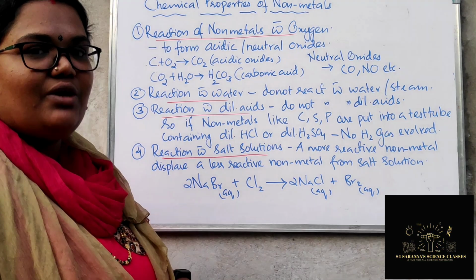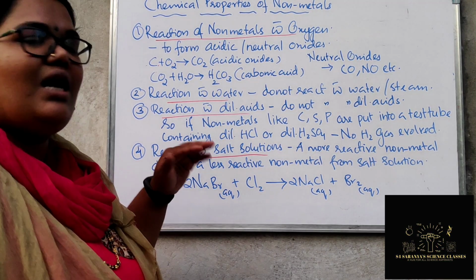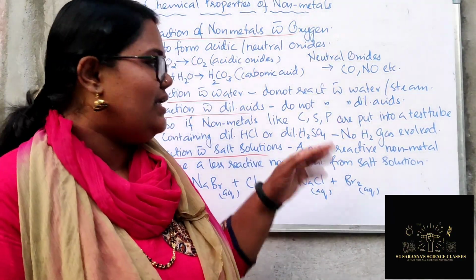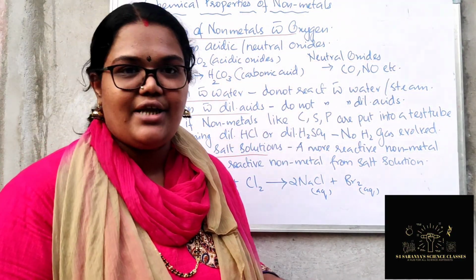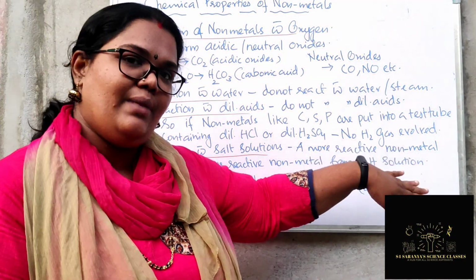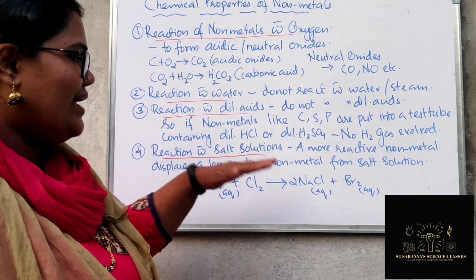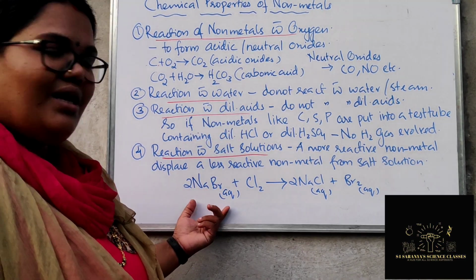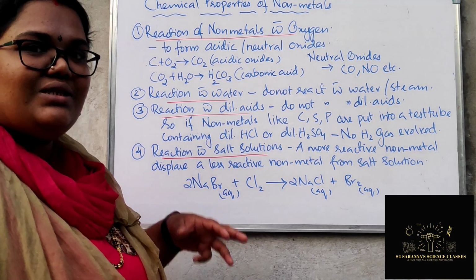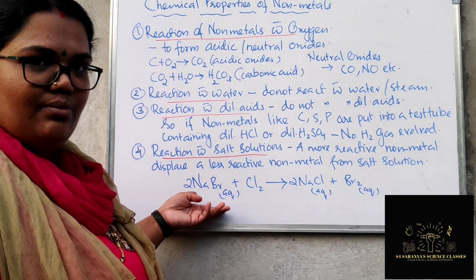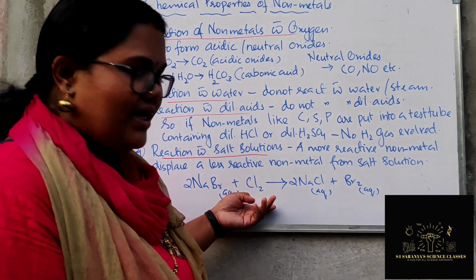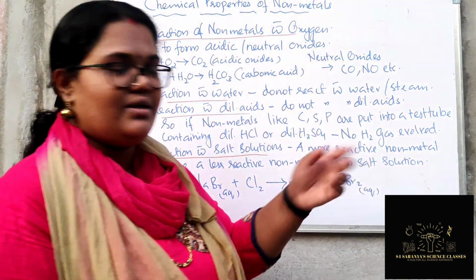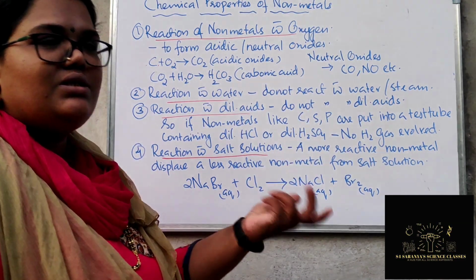Now the next reaction we are going to discuss is the reaction with salt solutions. Here also, like metals, there will be a displacement reaction. A more reactive non-metal can displace a less reactive non-metal from the salt solution. In the example I have given here, NaBr, sodium bromide, is aqueous, that means a solution of sodium bromide. If you pass chlorine gas through it, you get sodium chloride and bromine gas.